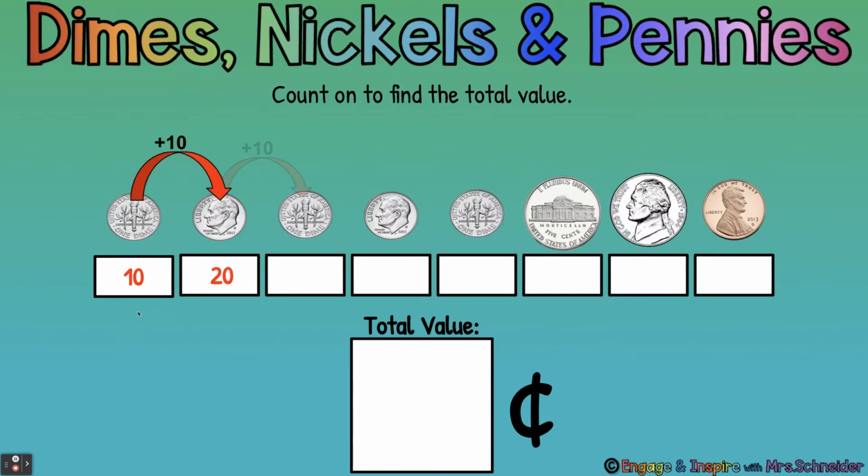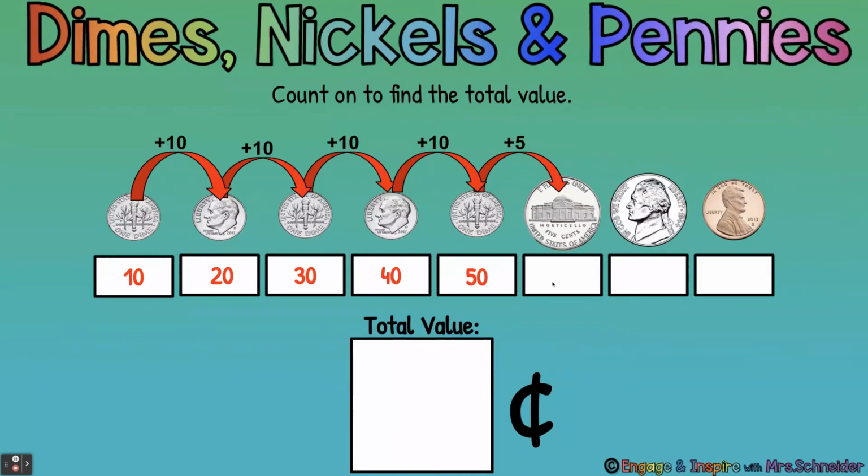10, 20, 30, 40, 50. And we're going to stop and switch, and we're going to count by 5s. And if you forget how to count by 5s, you can think to yourself, what is 50 plus 5? And that will help you get back on track. Or you can just say it in your head. 5, 10, 15, 20, 25, 30, 35, 40, 45, 50. What comes next? 55, 60.